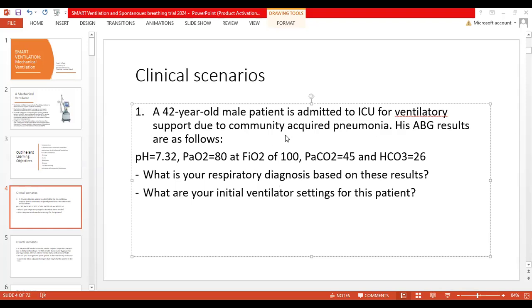Okay, Prof. This patient has community-acquired pneumonia, needing ventilatory support. What do you think? Do you think the respiratory acidosis is a problem here? Sorry, Prof, I don't think so. Prof, I think his problem is oxygenation as well.